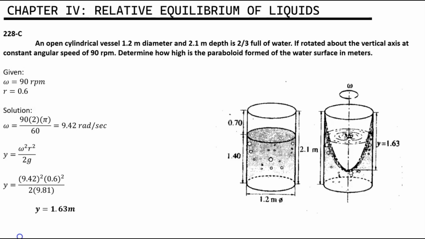So, in the question, determine how high is the paraboloid form of the water surface in meters. Our height is equal to 1.63 meters.